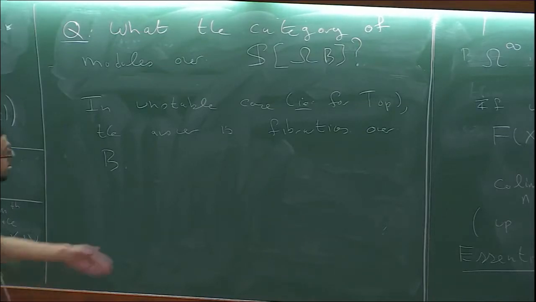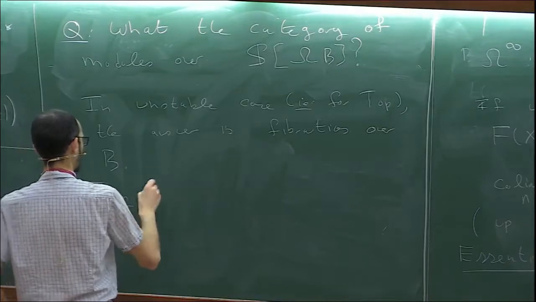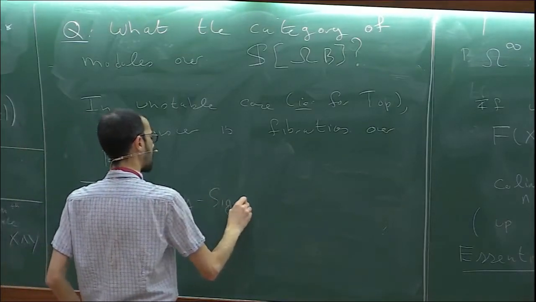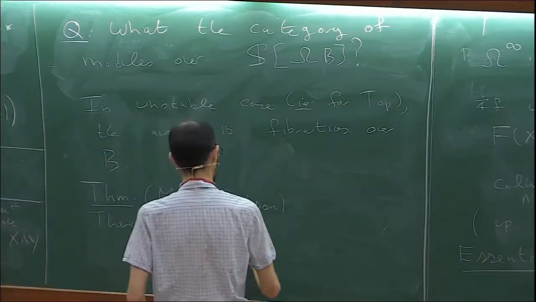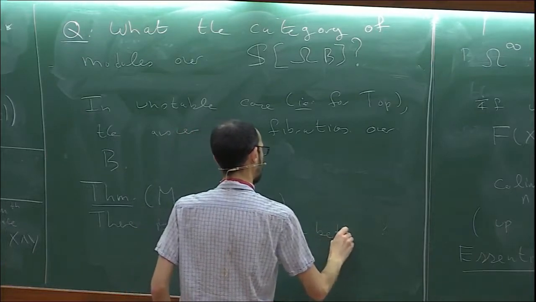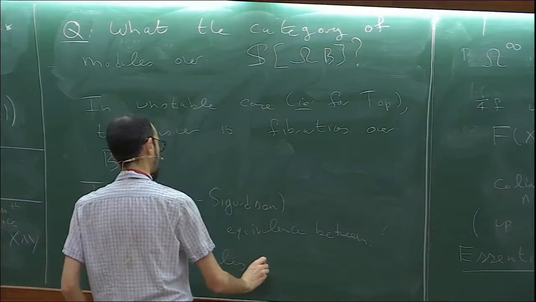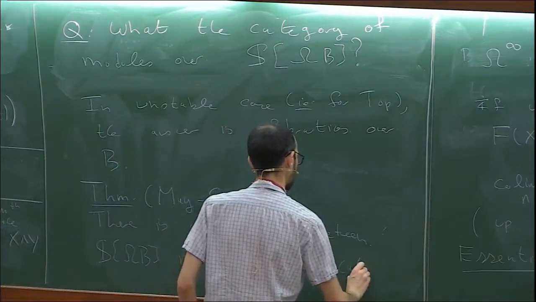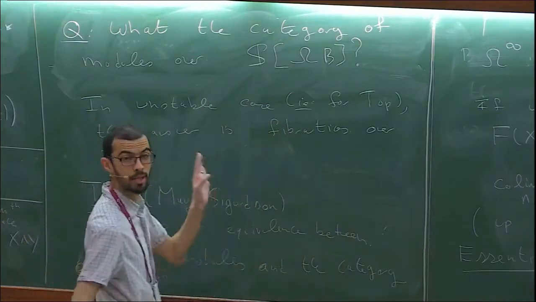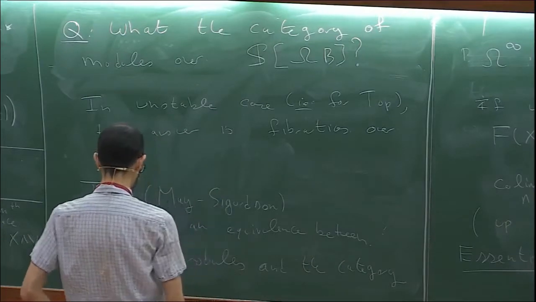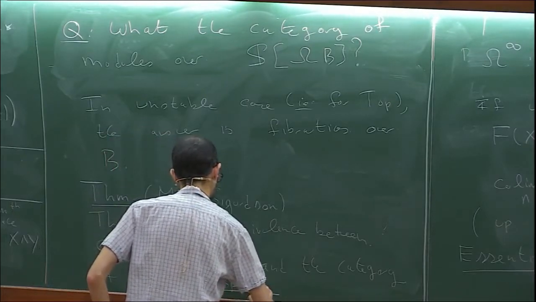In the stable world, we can't quite say fibrations, but we can do the next best thing. So, theorem, this is due to May and Sigurdsson in the kind of strength that we need it. There is an equivalence between S omega B modules and the category of exactly what you would expect in some sense, except the name is not fibration. You could say fibrations of spectra, but the terminology is parametrized spectra over B.